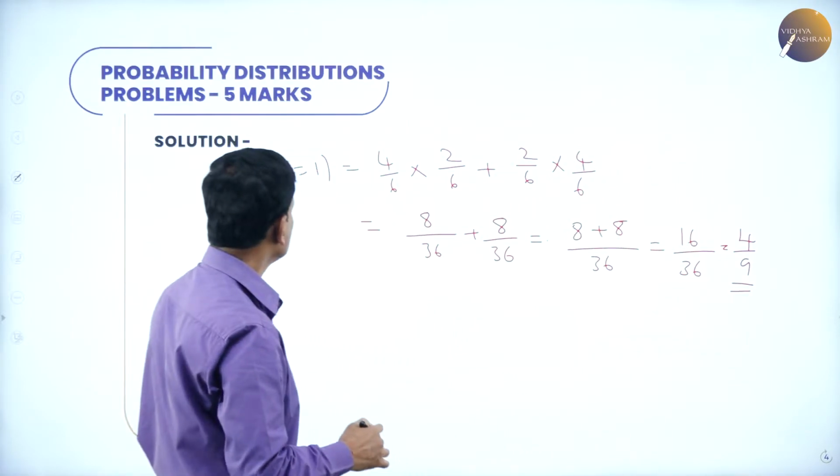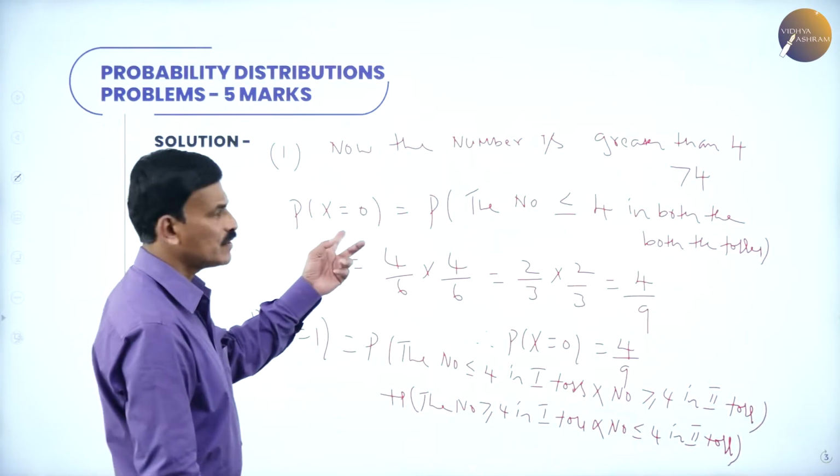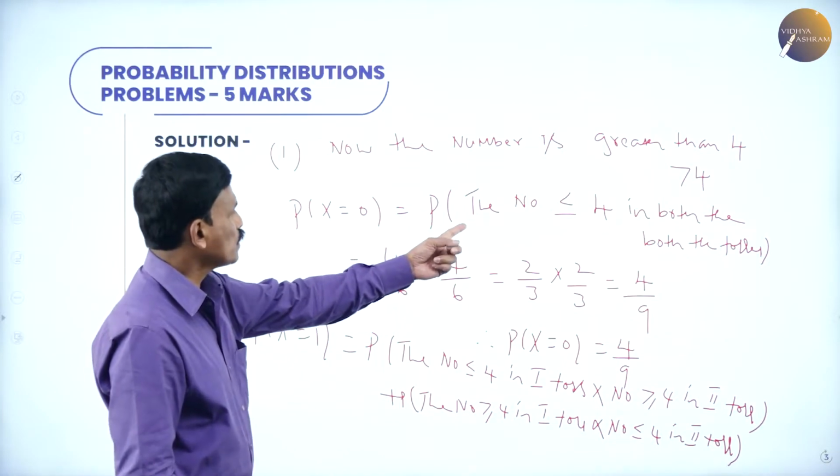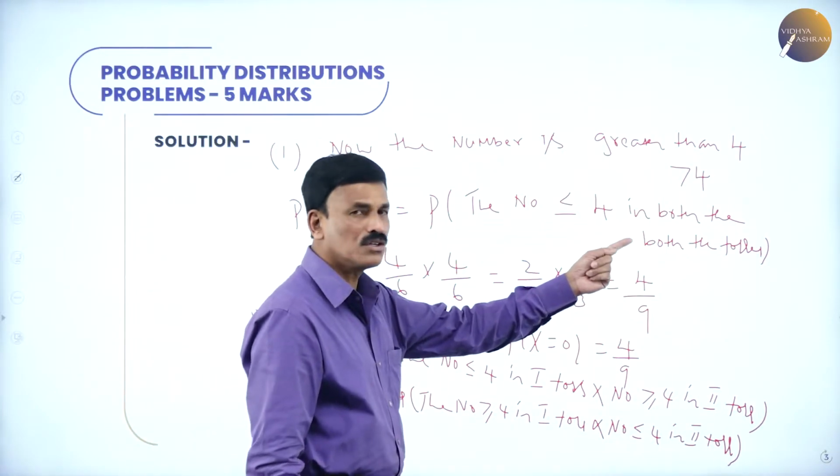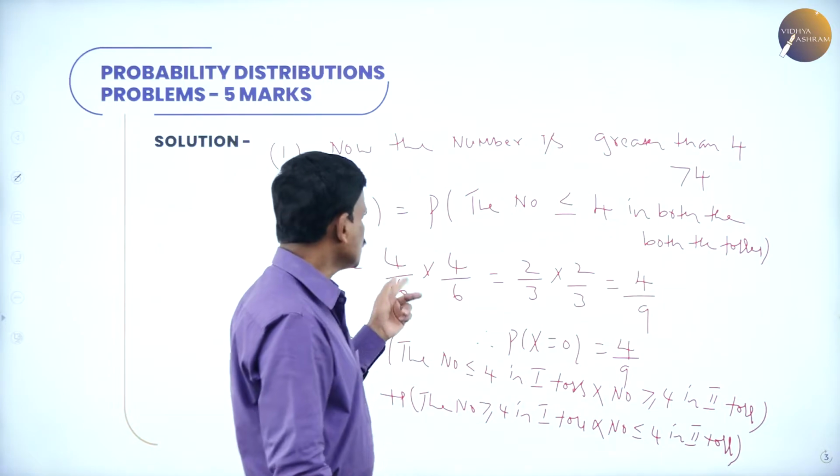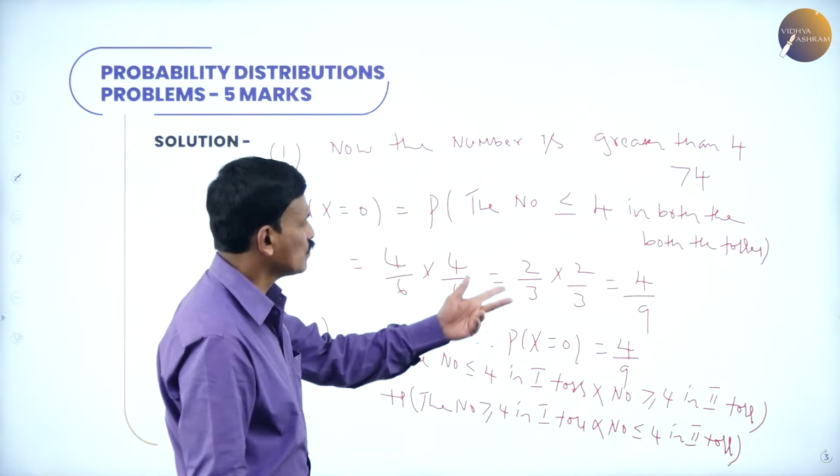So listen to me, the case number 2. So when x is equal to 0, the probability that the number is less than or equal to 4 in both the tosses, so that is 4 by 6 into 4 by 6, is 4 by 9.